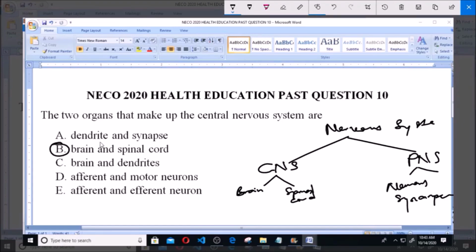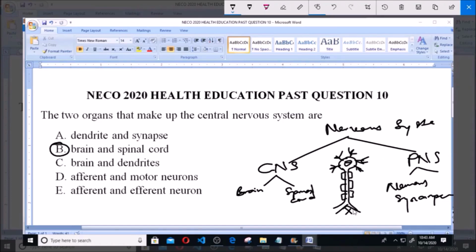But I want to talk more on the dendrites. Dendrites are a part of a neuron. Let's say for instance this is a neuron. Now this is the cell body, and these are the dendrites. The dendrites are branched processes that transmit impulses to the cell body. That is, they bring electrical impulses from other neurons to the cell body. So these are the dendrites.